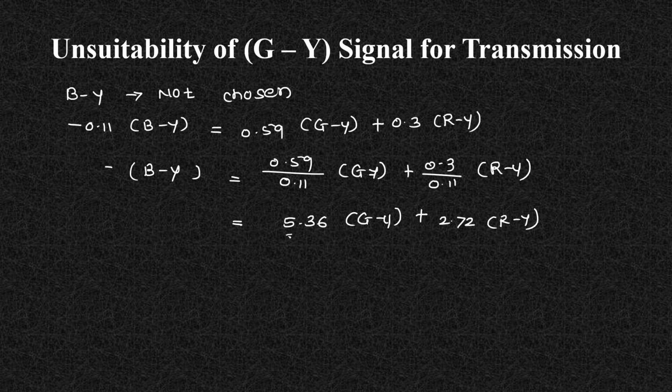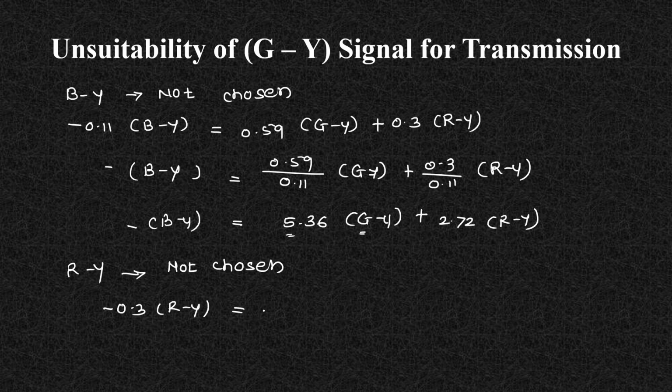So it is 5 times larger, whereas you need to use amplifiers, not only a single amplifier but 2 to 3 amplifiers in that circuit. Here also you need 1 or 2 amplifiers in the circuit to get that signal. So it's always difficult to design an amplifier, and that's why we are not choosing that. Similarly, if R minus Y is not chosen and you are going to derive it from the other colors, then it will become 0.3 (R minus Y) plus 0.59 (G minus Y) plus 0.11 (B minus Y).